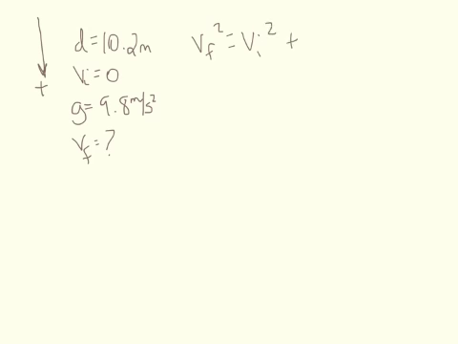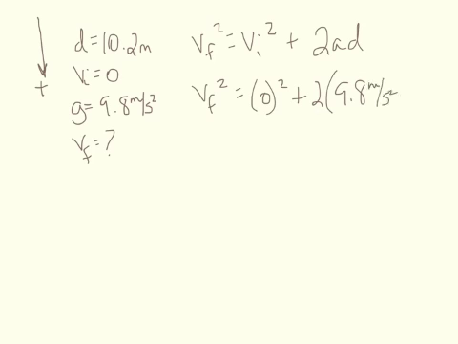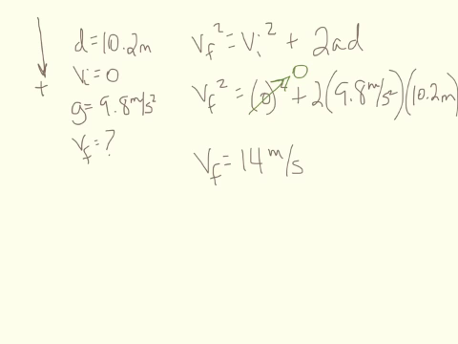V final squared equals V initial squared plus 2AD is the only equation that fits this case. Remember, g is our acceleration. So plug in all of the values that you know and then put it into numerical solve in the calculator. Once you do that, you will see that the final velocity is 14 meters per second. Draw a box around your answer.